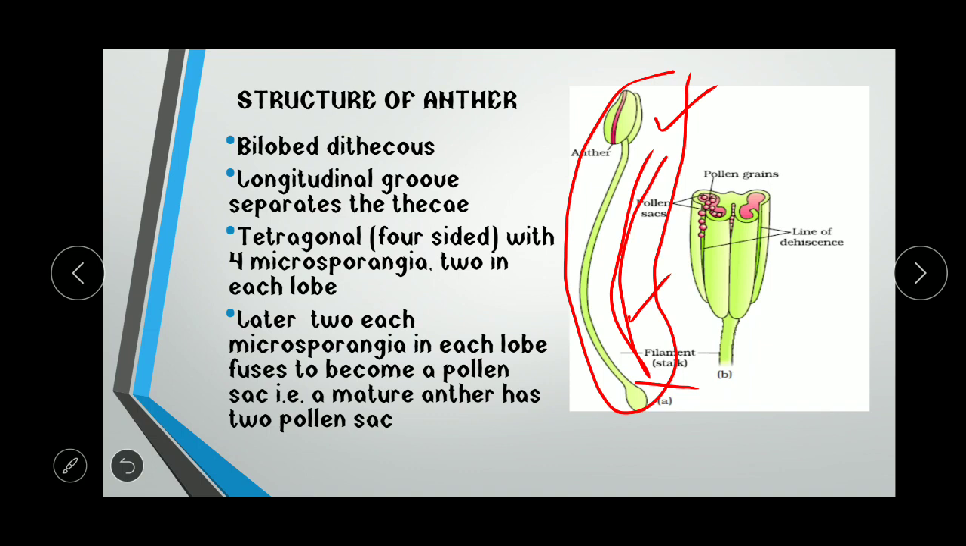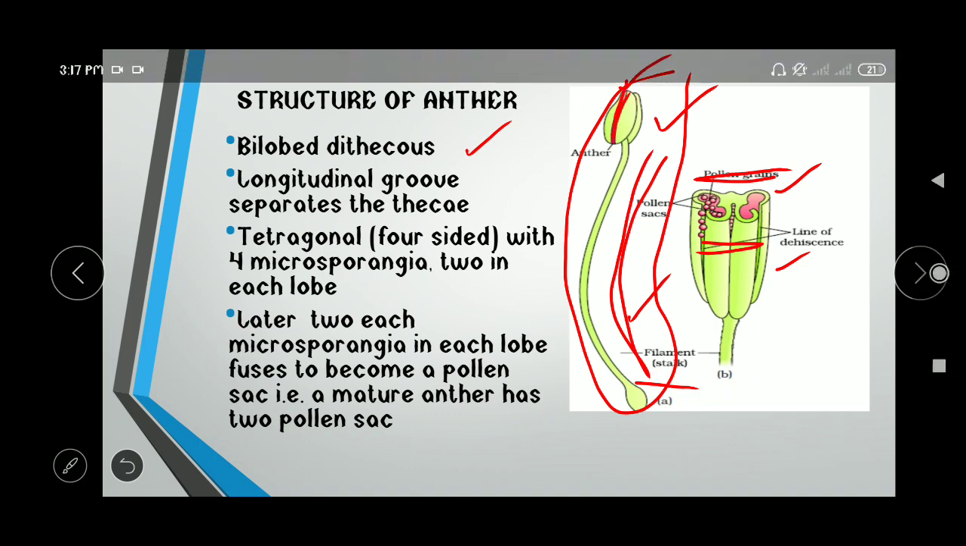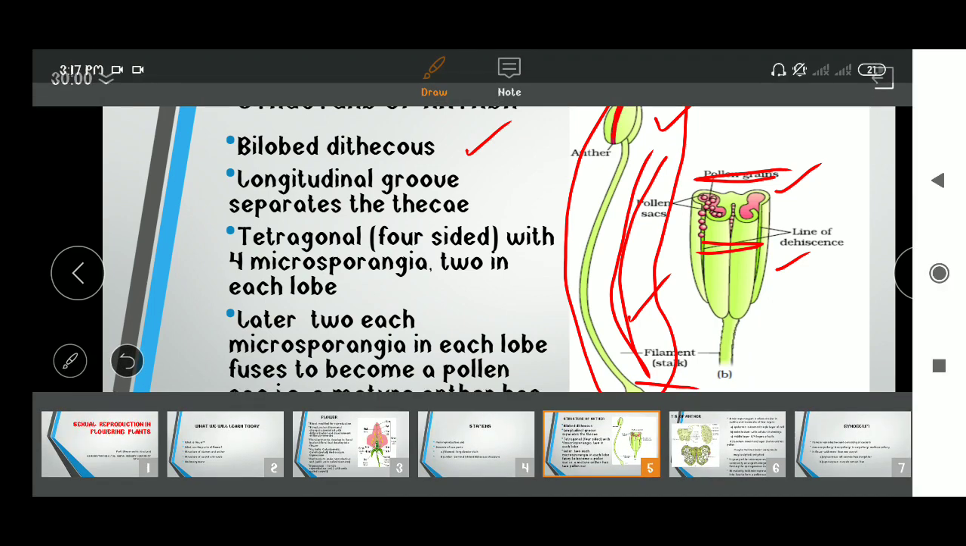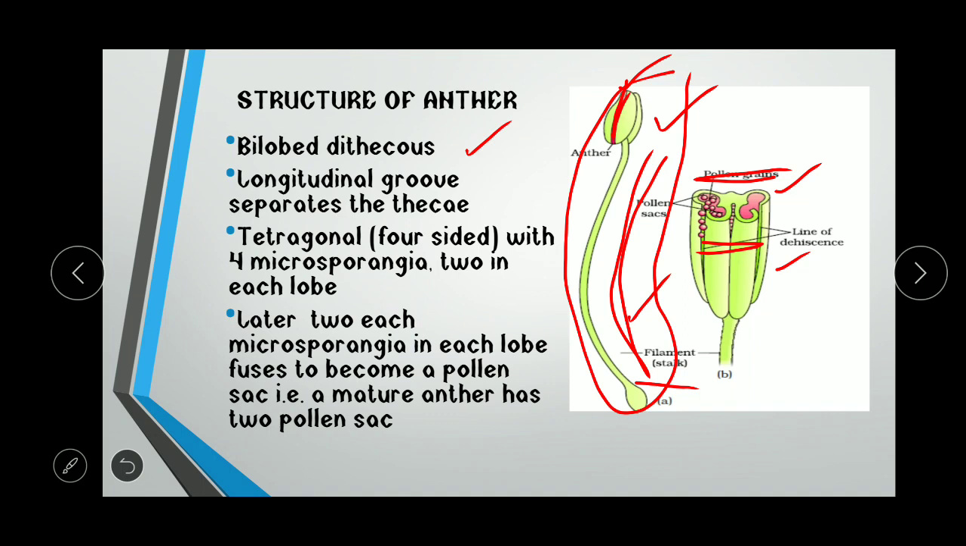Then this is a cross section. You can see this is a typical bilobed dithecous structure, that is it has two theca, four lobes, that is each theca has two lobes. So this is the upper theca, and this is the lower theca. So it has two theca, each theca having two lobes. That's why this is called a bilobed dithecous structure. A longitudinal groove, you can see the reddish colored structure here, is separating the two theca.